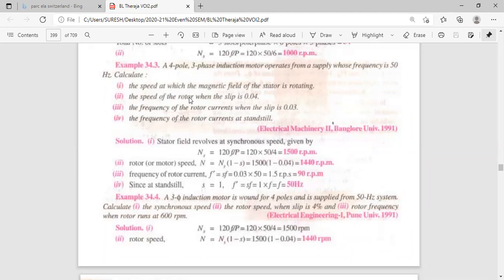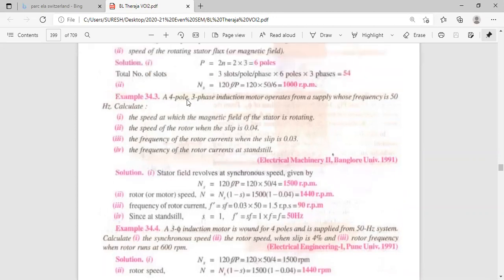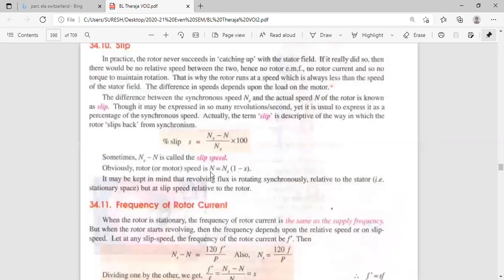Now what is the second bit? Speed of the rotor. First bit is speed of the stator. Stator is Ns. Speed of the rotor means, anyone? N. So what is the formula for N we have discussed? What is the formula for N, speed of the rotor? Write down this formula. N is equal to Ns into 1 minus s. Write down this formula.